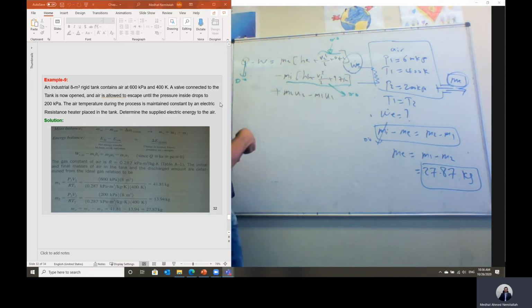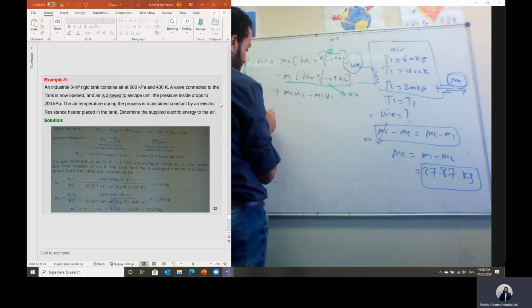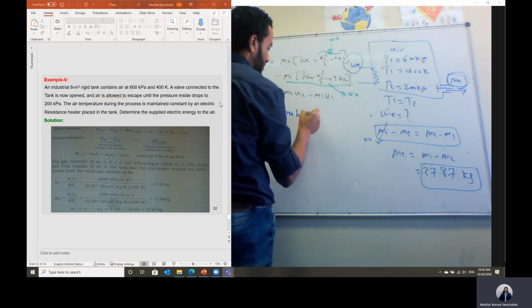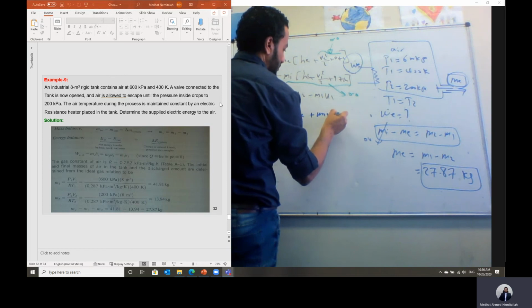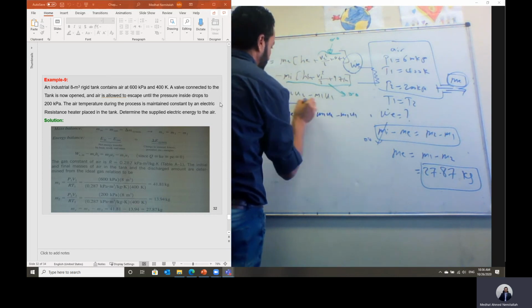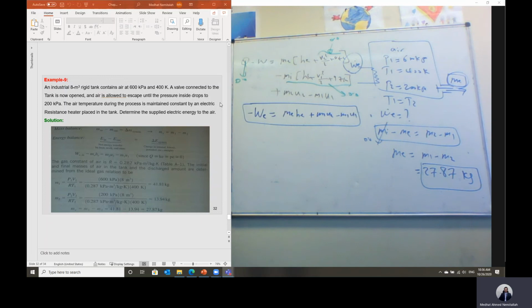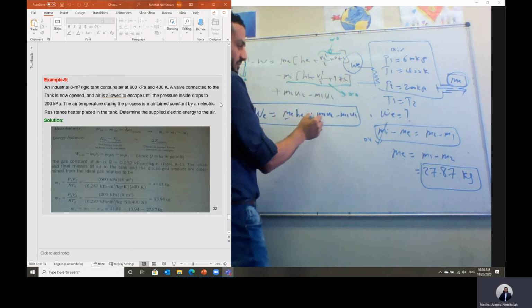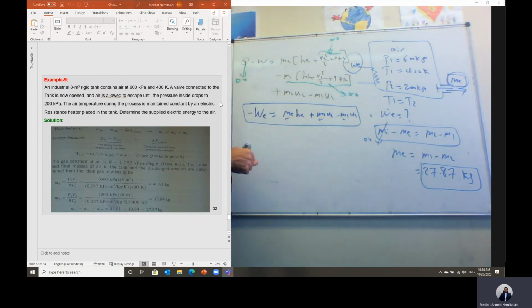So we can say the work will equal minus the work input to the system, which is the electrical work, will equal m_exit h_exit plus m2u2 minus m1u1 in this case. We have all masses, m_exit we have calculated, m2 and m1 we have calculated as well. But what about u1, u2 and h_exit?